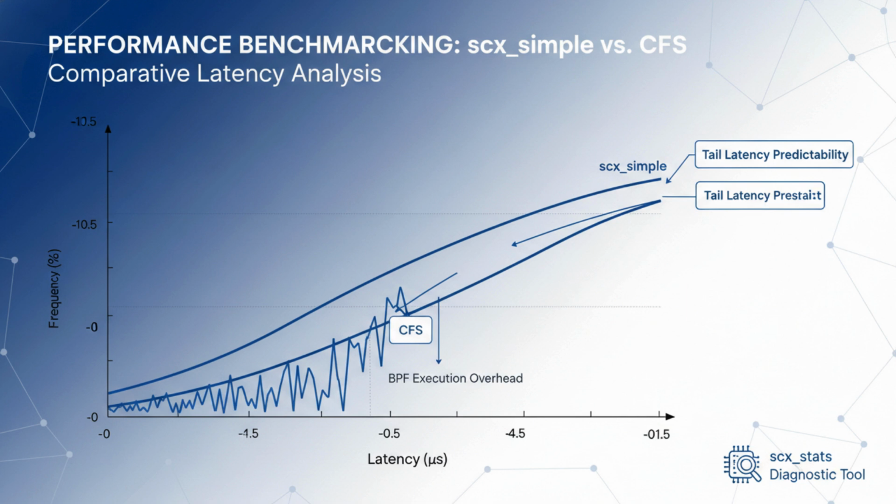For senior software architects, the goal isn't always to beat CFS across the board, but to understand where the overhead lies. SCX Simple provides a clean baseline to measure the cost of BPF-based scheduling. We often find that the BPF tax is negligible compared to the benefits of custom logic. This slide's data shows that for high-throughput, short-lived tasks, a simplified global queue can sometimes provide more predictable tail latency than the complex migrations of a standard per-CPU scheduler.